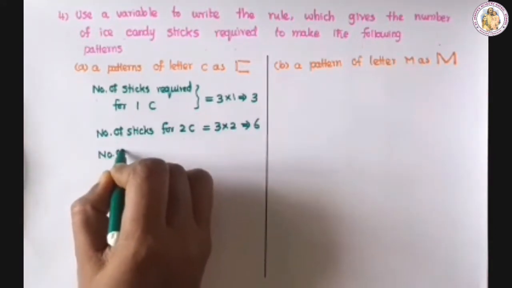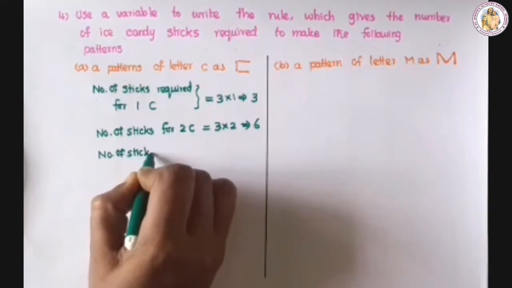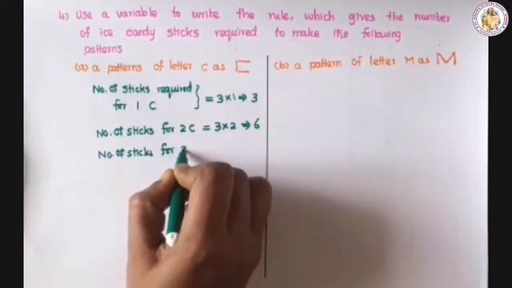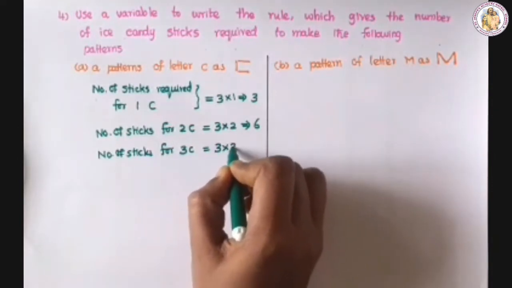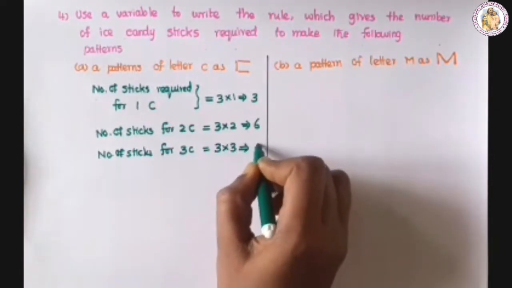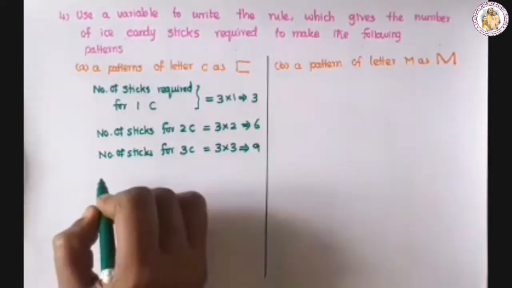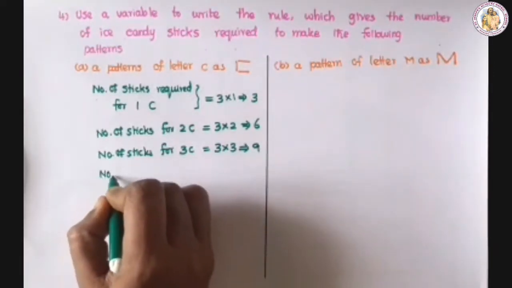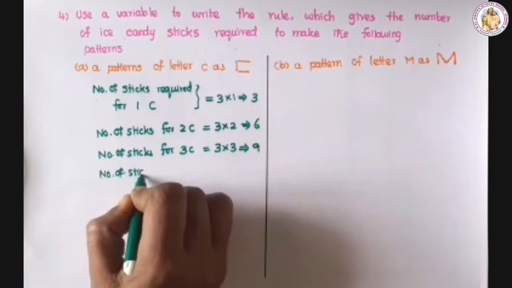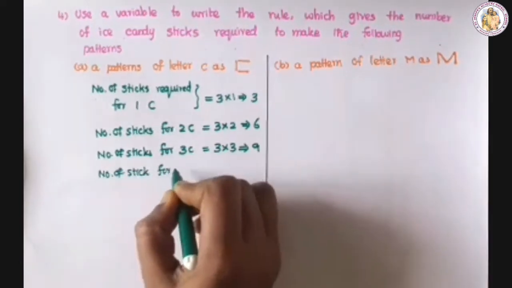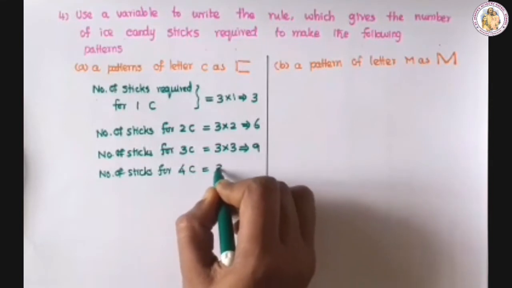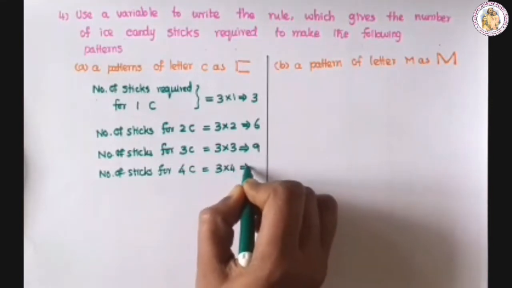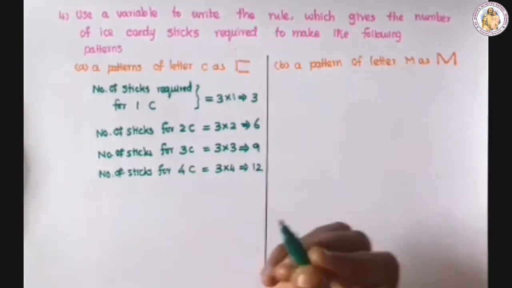Next, number of sticks for 3C, that is equal to 3 into 3 equal to 9. Like this, number of sticks for 4C equal to 3 into 4 equal 12.